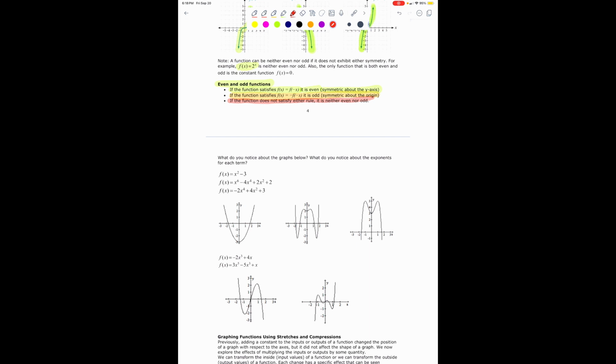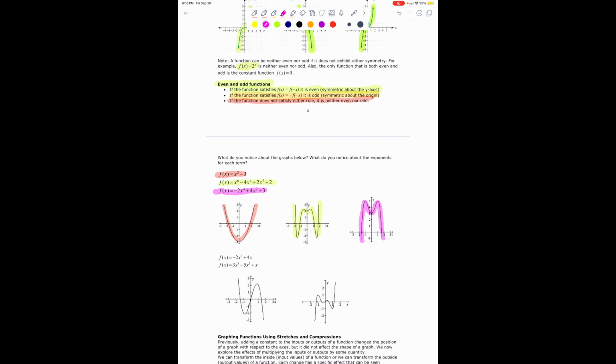So here are some examples. The first function here is represented with the first graph right here. And the second one is represented with this graph right here. And the third one is represented with this graph right here. Notice how all of the graphs are symmetric about the y-axis, the ones that I highlighted here.